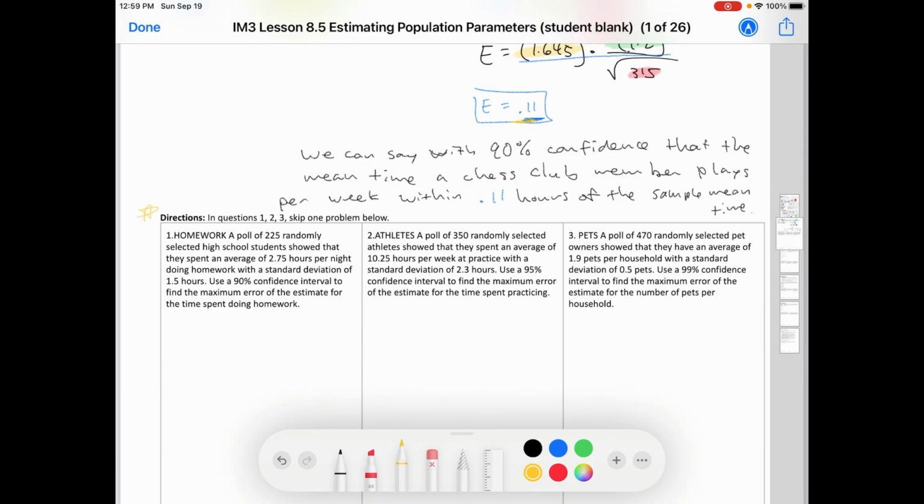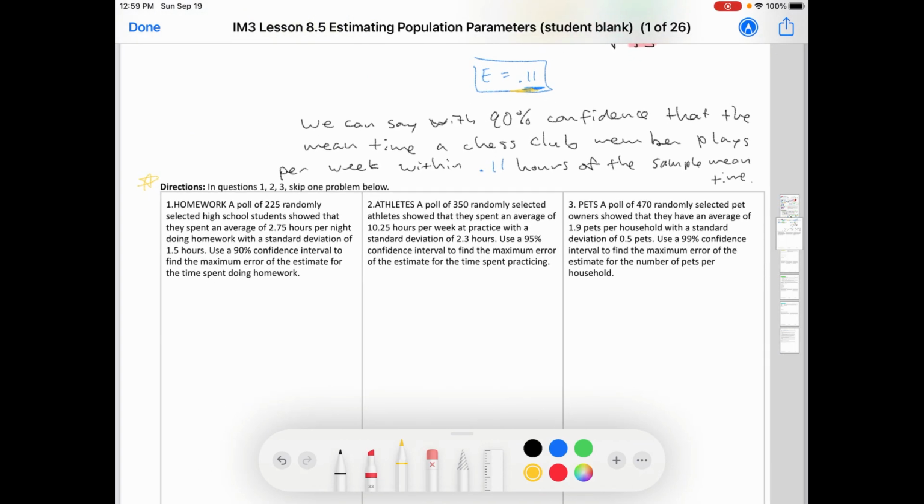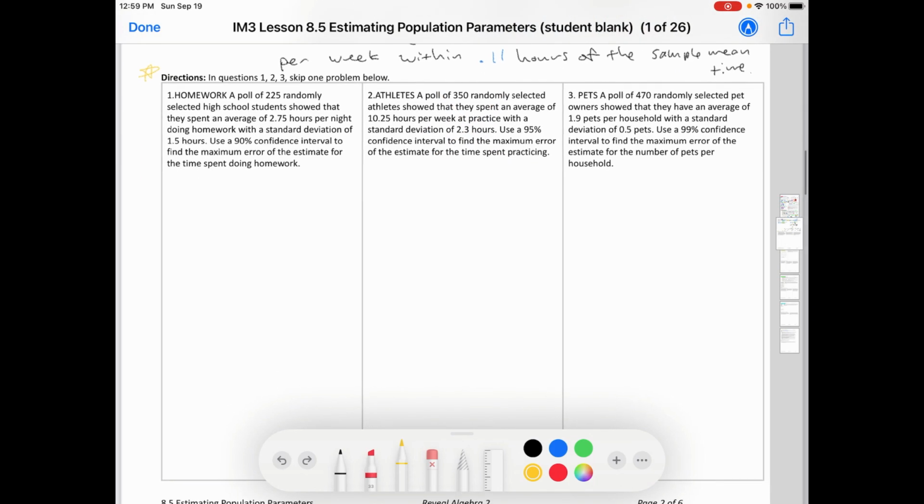Okay, let's go down here. It says in questions 1, 2, and 3, skip one problem below. So go ahead and let's just say you want to skip number 2, just put a big X through it, and you have more space to do questions 1 and 3. And then when you're ready, you can just press play to check your answer, or you can do it step by step with me as I go through all of the problems, but you only need to do 2.